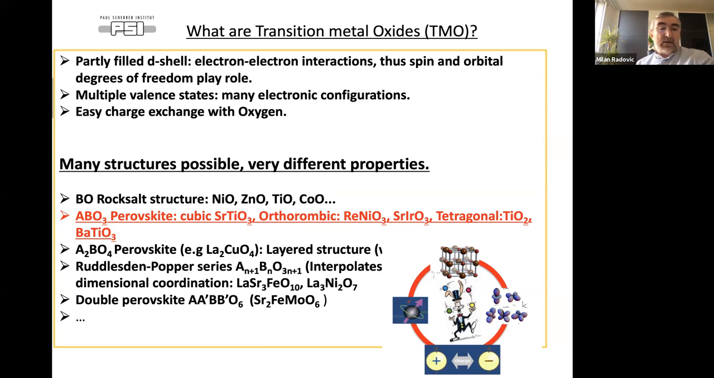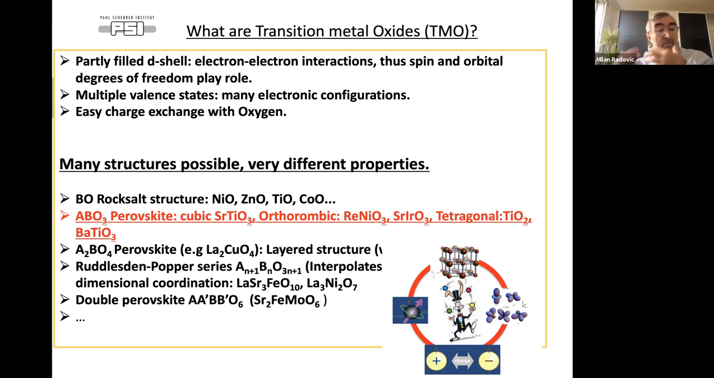But then on top of those, we have something related to the structure. So many structures are possible when you have transition metal oxide. You can have a rock salt structure, which means binary oxides. You can have perovskite structure as cubic, orthorhombic, tetragonal, and so on. So it depends on how you are combining rare earths with the transition metal oxides. You can have a layered structure, so this is a layered perovskite.